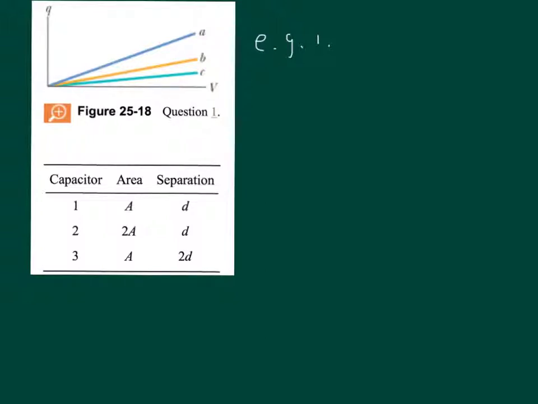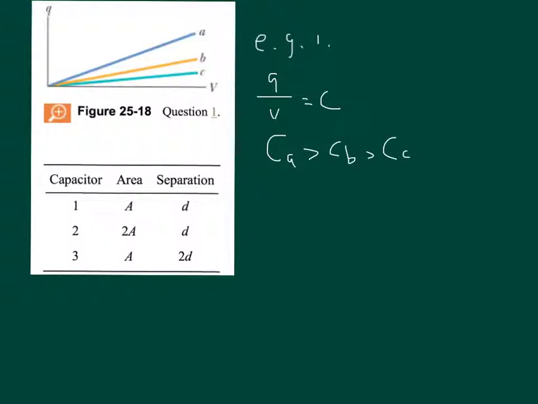The first step towards solving this problem is recognizing Q over V is capacitance. So the slope of this graph is Q over V, electrical charge over electric potential, that equals capacitance, and that is the slope. It's like Y over X. The slope is represented by this graph. And we clearly see capacitance A is bigger than capacitance B, bigger than capacitance C.